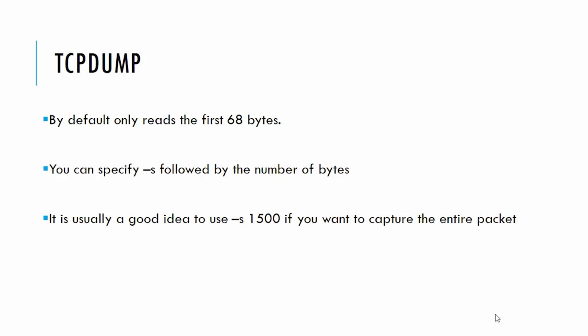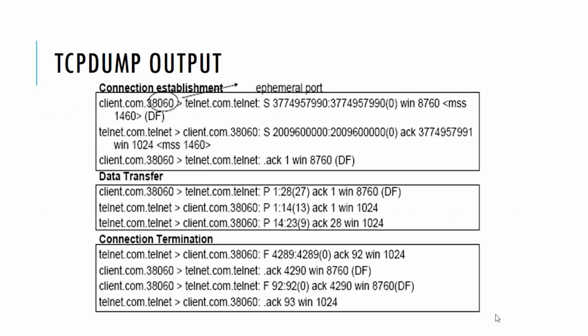How? You can specify the switch -s followed by the number of bytes you want TCP dump to read, which can be more than 68 bytes. You can say, for example, tcpdump -s 1500 if you want to capture the entire packet, because most of the TCP packets range in size of 1500 bytes.